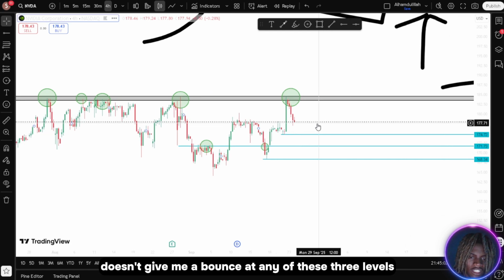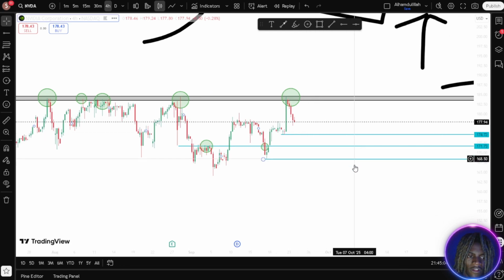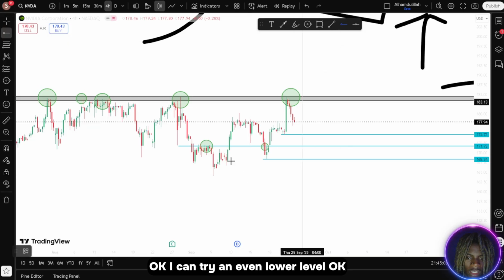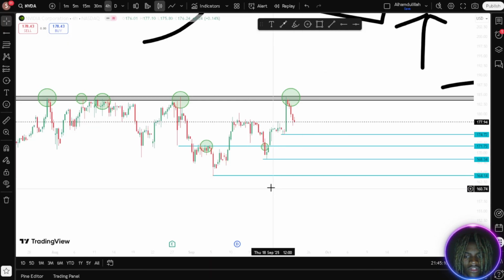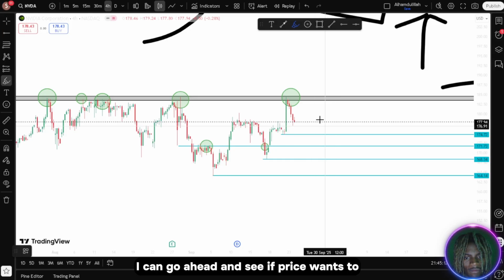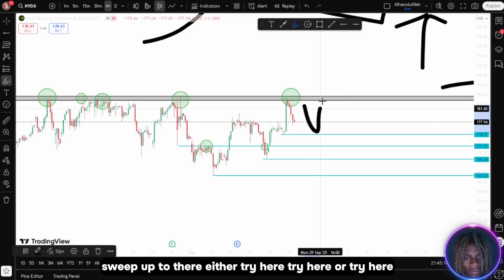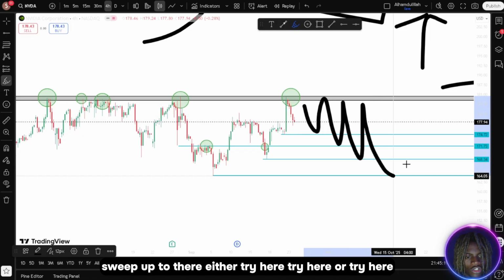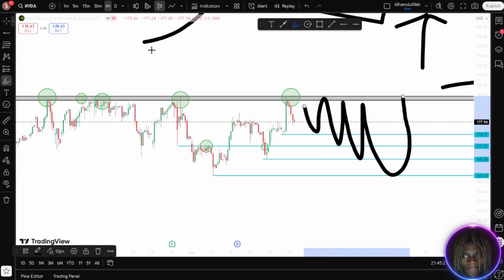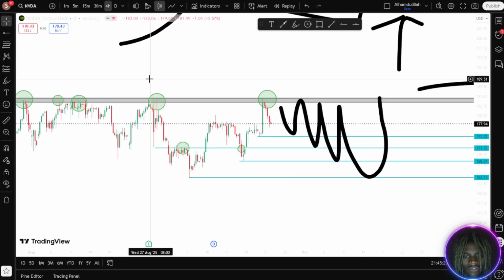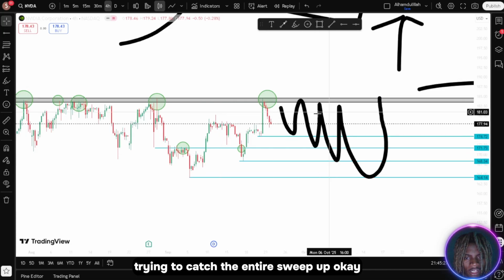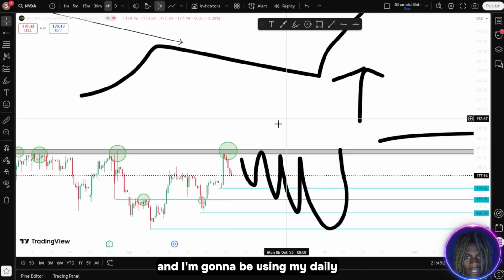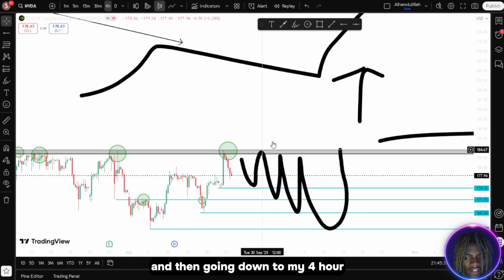But if price doesn't give me a bounce at any of these three levels, I can try an even lower level. Maybe even this one down here. And then from there, I can see if price wants to sweep up to there. Either try here, or try here. I'm working on my levels below me, trying to catch the entire sweep up. And I'm going to be using my daily and then going down to my 4-hour.